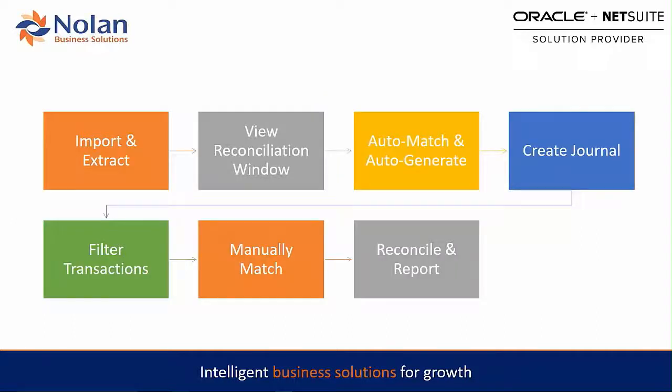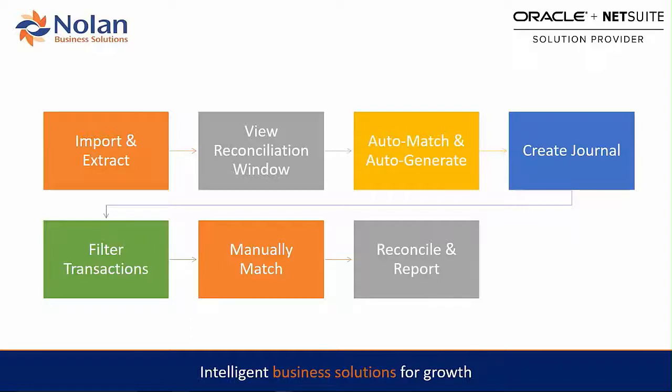So today's process overview, we're going to run through the process of reconciling a bank statement end to end. First off, we're going to be starting through importing the bank statement and exporting the particular general ledger transactions for reconciliation. We're then going to view the side-by-side reconciliation window, move on to processing the auto-match and auto-gen workflows.